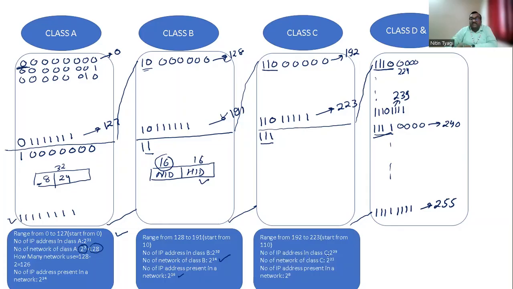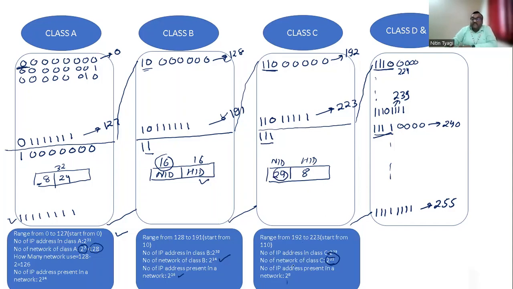Similarly for class C, the range is 192 to 223. Number of IPs present in class C is 2 to the power 29. Why 29? Because 3 bits are reserved in class C, so 32 minus 3 is 29. How many networks are allowable? 2 to the power 21, because for class C, a total of 24 bits are reserved for the network ID and 8 bits for the host ID. Out of these 24 bits, 3 bits are reserved, so it is 2 to the power 21. Number of IP addresses present in a network is 2 to the power 8.